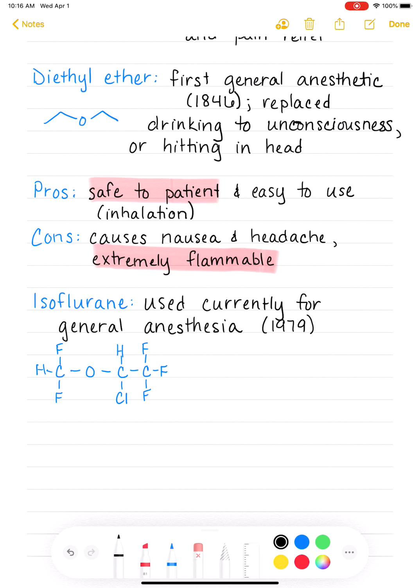And today, in current times, it is typically used to maintain anesthesia. So this would usually not be the drug that a person is given to help them fall asleep. It's administered after you've initially fallen asleep, and it's used to help you stay asleep.